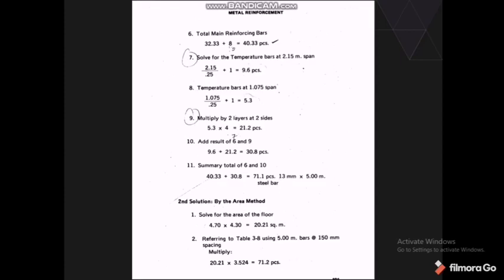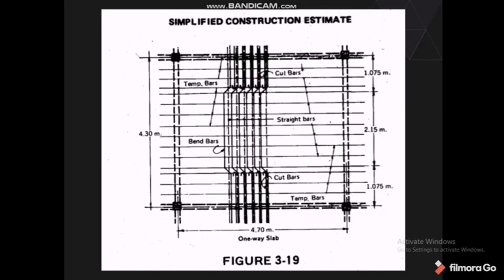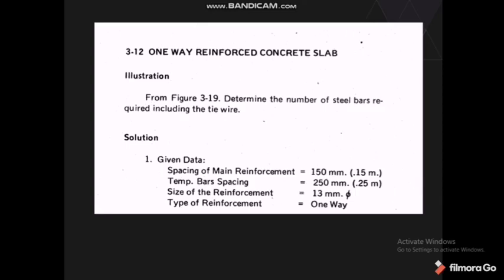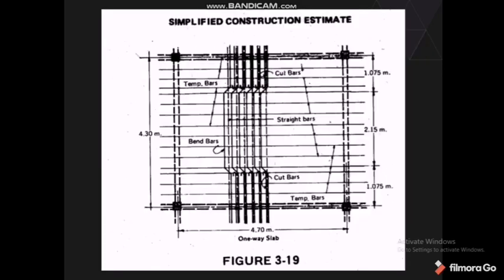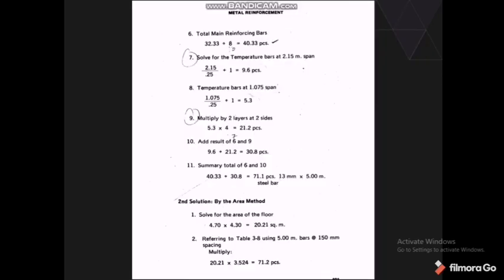Solve for the temperature bars at 2.15 meters span. 2.15 over 0.25 is the temperature bar spacing, plus 1, that is 9.6 pieces. Temperature bars at 1.075 span, and that is 5.3. Multiply by 2 layers at 2 sides, that is 5.3 times 4, and that is 21.2 pieces.